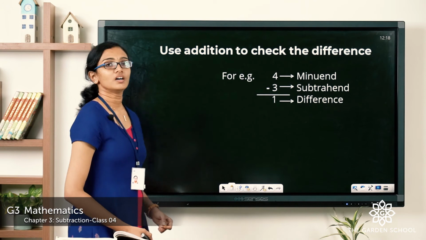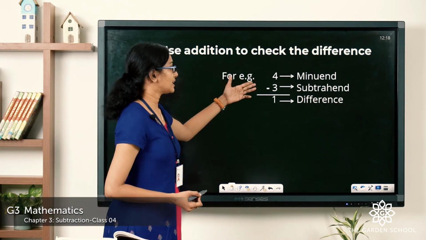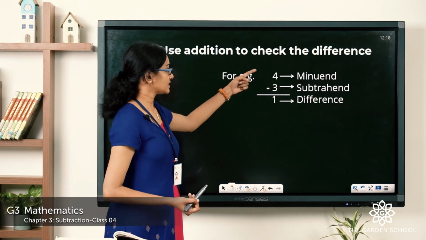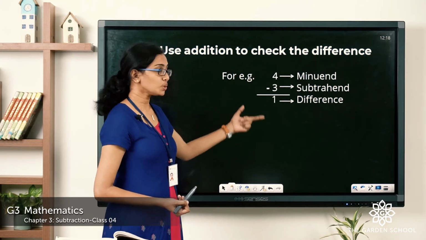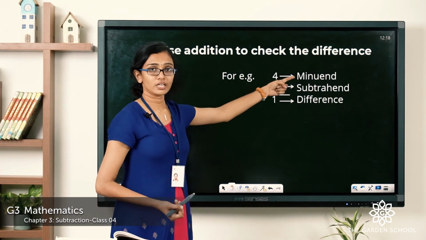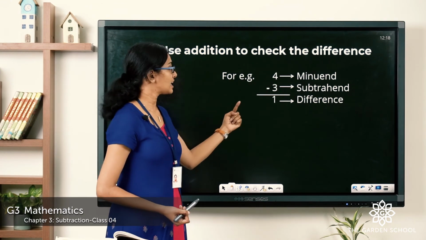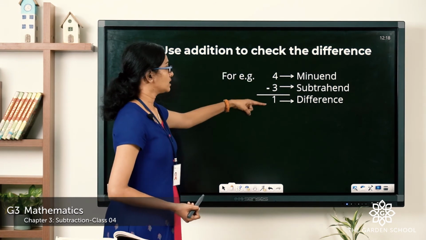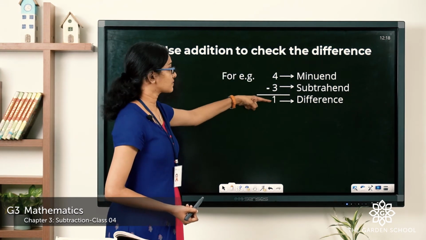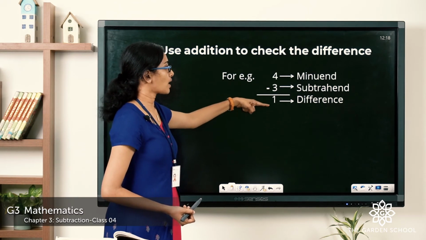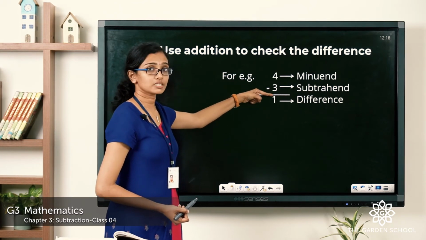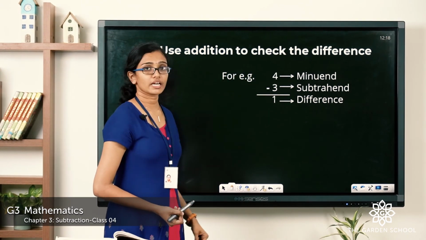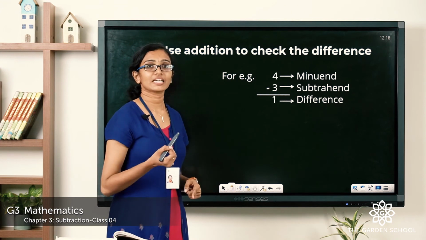Now look at the simple example. We all know what is 4 minus 3. What is 4 minus 3? That is 1, right? So when you do 4 minus 3, 4 is the minuend, 3 is the subtrahend and 1 is the difference. Now I am going back. I am adding this difference and this subtrahend. So 1 plus 3. What is 1 plus 3? It is 4. When you add the difference and the subtrahend, you get the minuend, right?